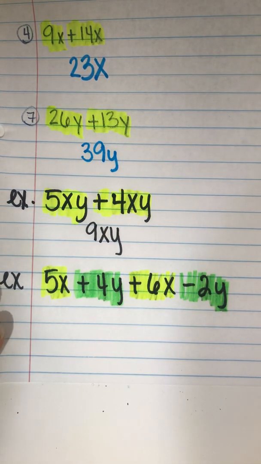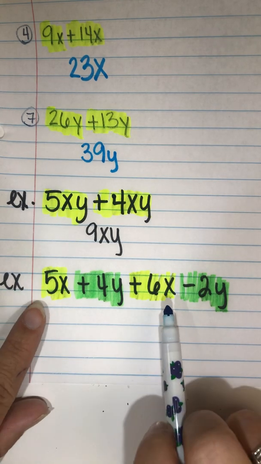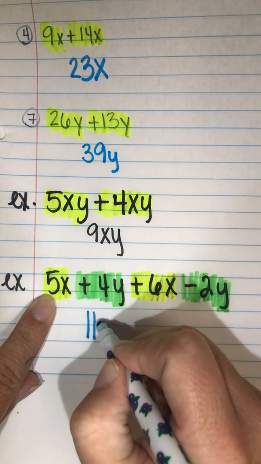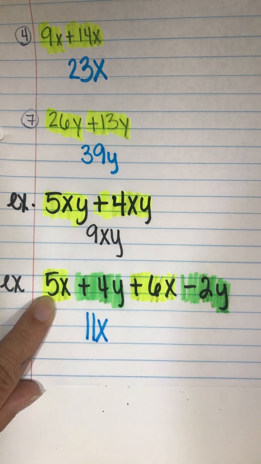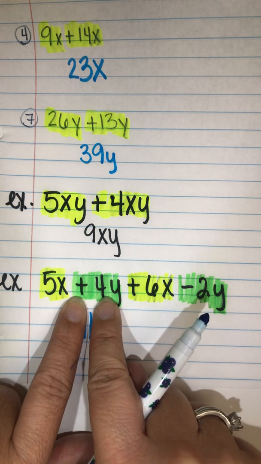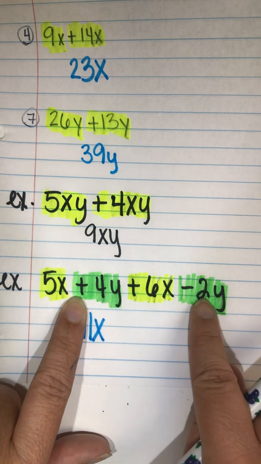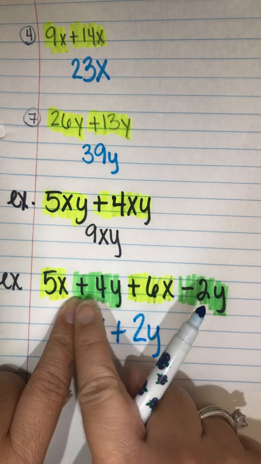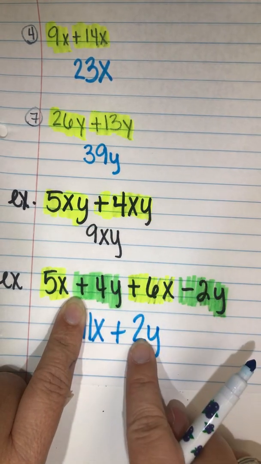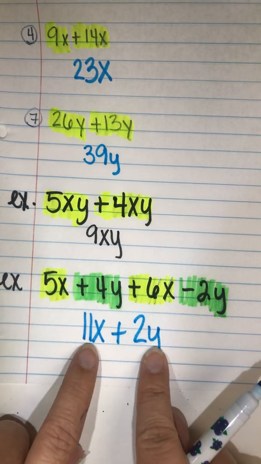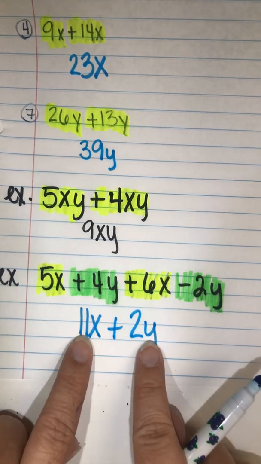So to put those things together, looking at my yellows, 5 plus 6 is 11, and don't forget those are x's. And then 4y, and that's a positive 4y. So positive 4y minus 2y is a positive 2y, because 4 minus 2 is 2. Since it's positive, that's why we have the plus sign in between. We cannot combine these things because they are not like terms.